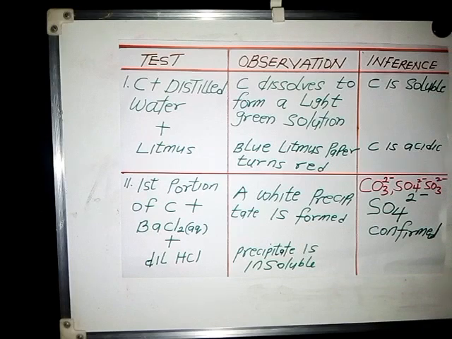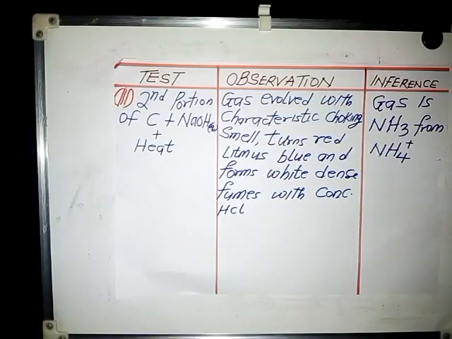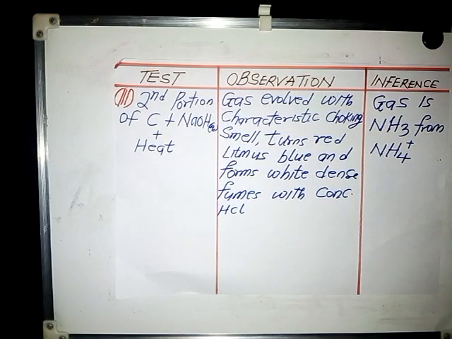Okay, the other one here, I'm saying second portion of C plus sodium hydroxide plus heat. Of course, when this happens, you can see that the inference here is that a gas is involved with a characteristic choking smell, turns red litmus blue, and forms white dense fumes with conc HCl. So the inference is that the gas is ammonia from ammonium ion.